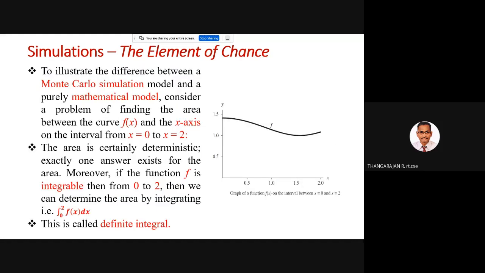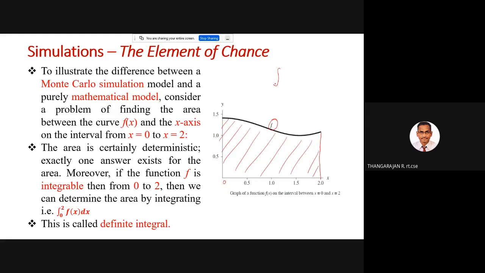Now I'll give a simple example. Say you have a function f, which is not known to you correctly. If f is known to you, then I can compute the area between 0 and 2, the area under the curve. The curve is f of x, and if f of x is known to me, then I can compute the area under the curve. How? Just integrate f of x.